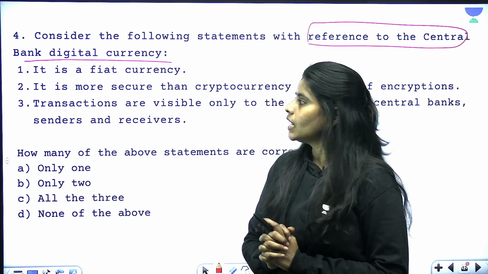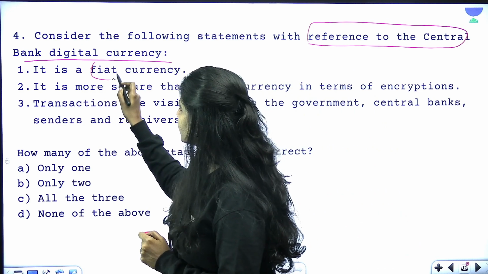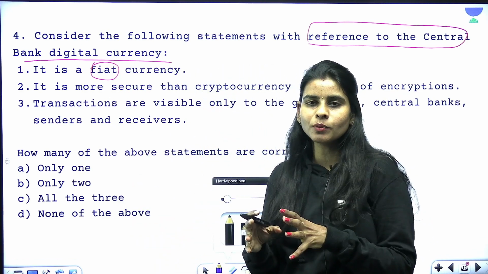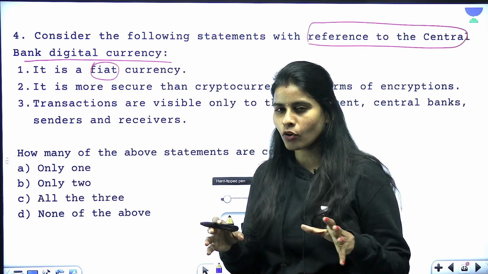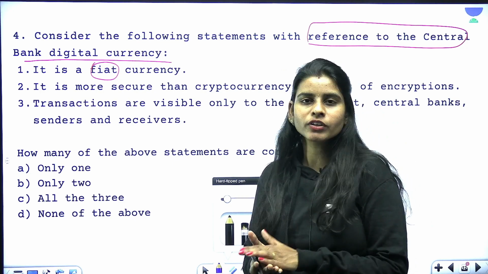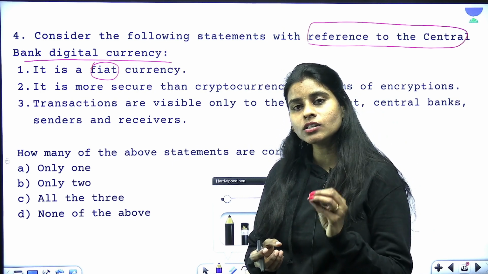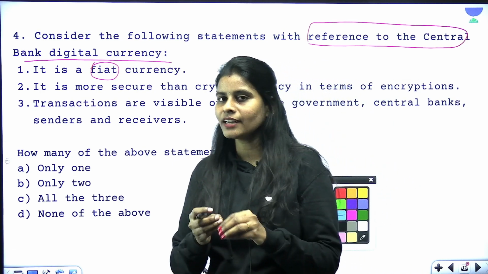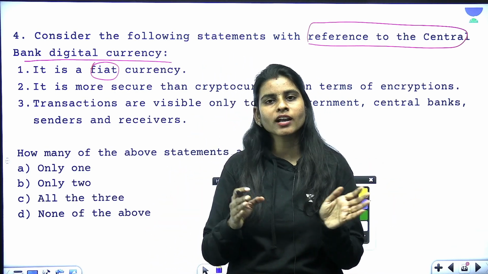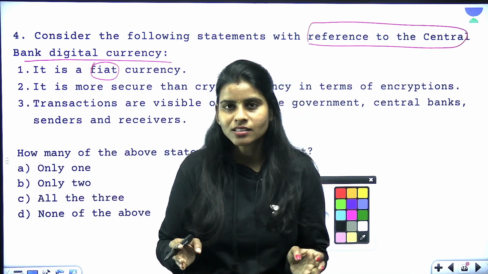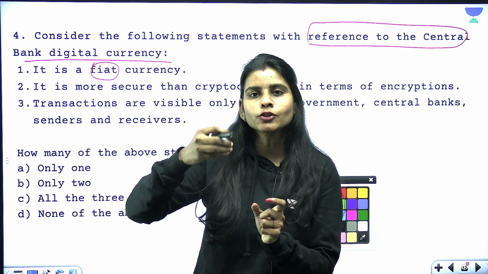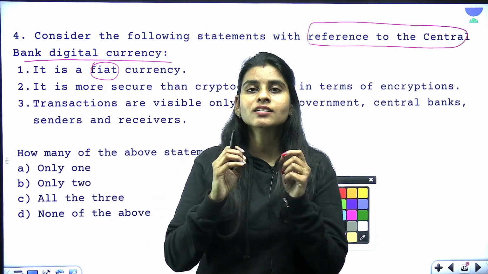Okay, statements. It is a fiat currency. In the previous video, I discussed the difference between fiat money, legal money, commodity money, and all forms of money, right? So talking about fiat currency, of course, yes. So what is fiat currency? That is something which is backed by the government and does not have any intrinsic value of its own. Talking about central bank digital currencies, it is definitely backed by the government and it is issued by the central bank. So it is a legal tender.